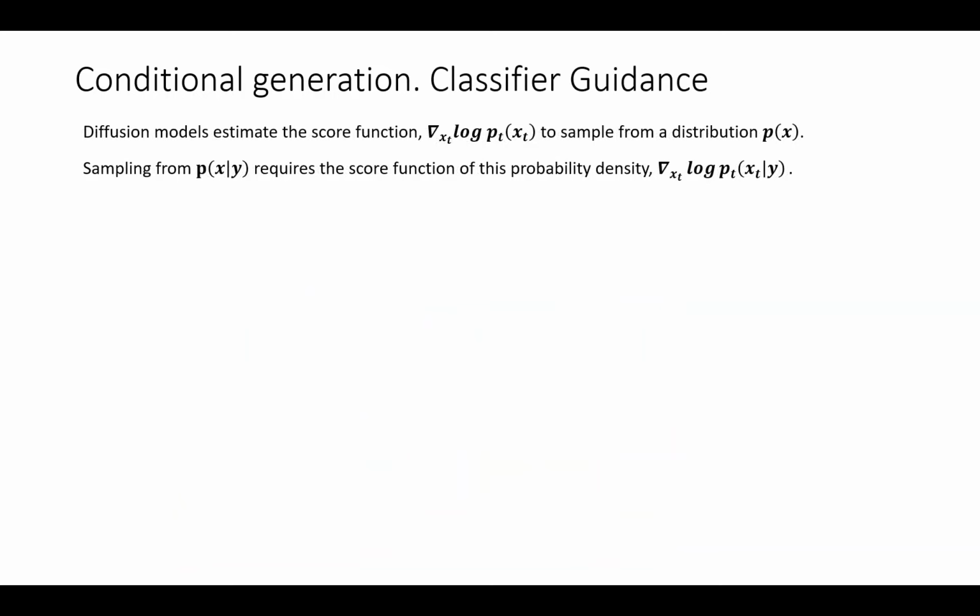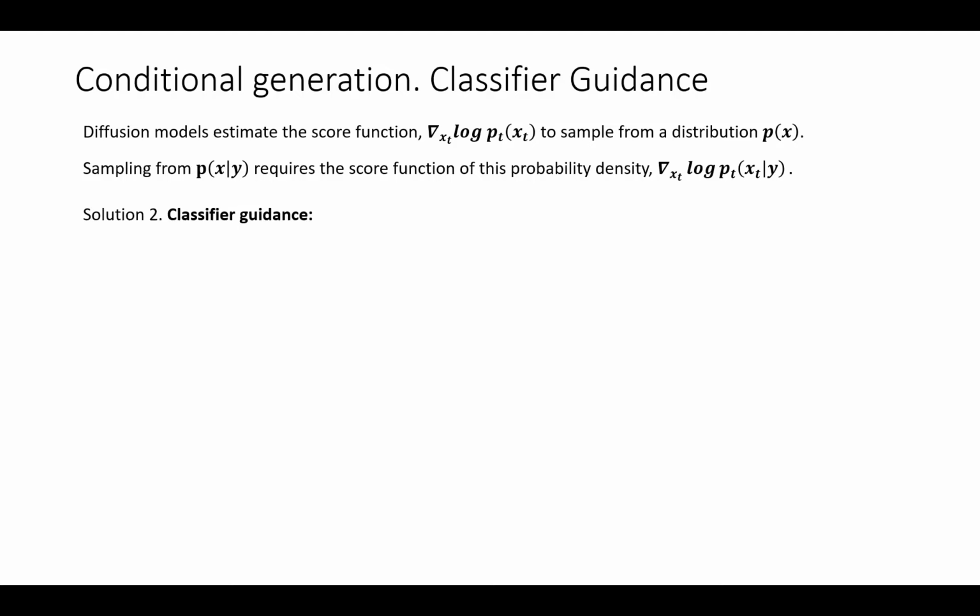In this case, the standard model will estimate this distribution using samples from p_t of x. Now, if we want to use a condition, which requires this one, we need to estimate the score function of that probability density function.